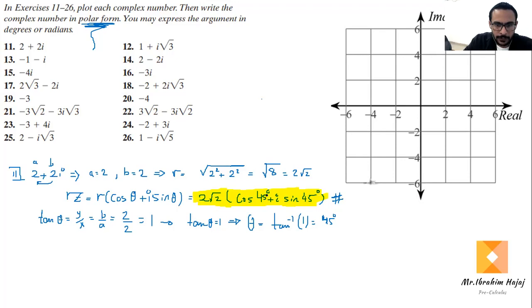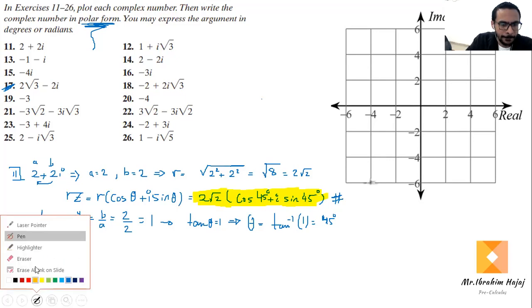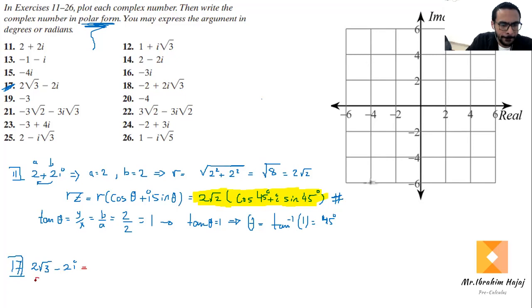Two radical 2 cosine 45 plus i sine 45. Let's do number 17. Number 17 is 2 radical 3 minus 2i. Yes, Mr. Muhammad Faris. A is 2 radical 3, and b is negative 2. Yes, negative 2.